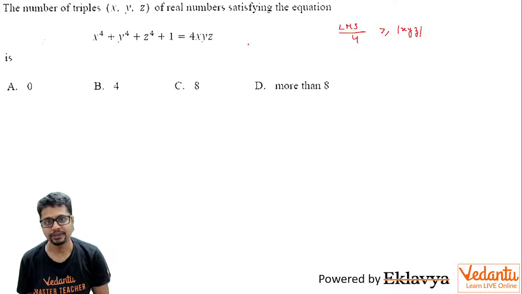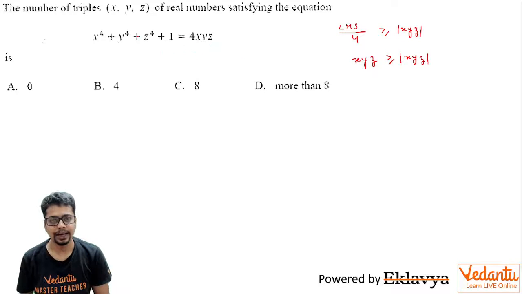Now left hand side is supposed to be equal to this right hand side, which is 4xyz, and 4xyz divided by 4 is xyz. So what we get is xyz is greater than equal to mod xyz. Now here xyz are not necessarily positive, but x to the power 4, y to the power 4, z to the power 4 and 1, they are necessarily positive.